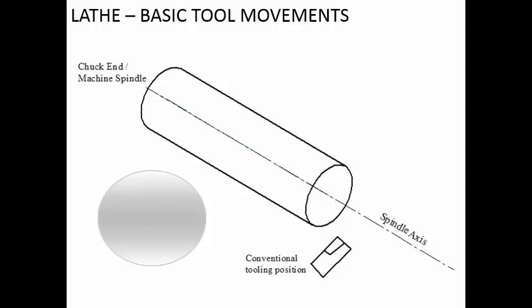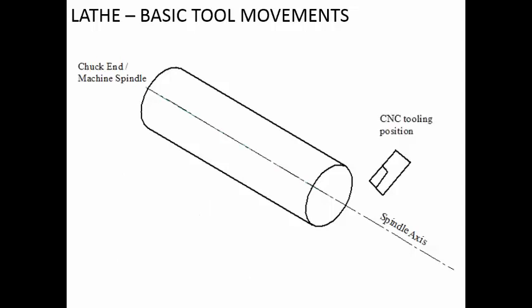way dependent on the movement that is given by the operator by controlling the different hand wheels, or by using certain cams and other things it is also possible to give the required movement. That is the basic tool movement in a conventional lathe.